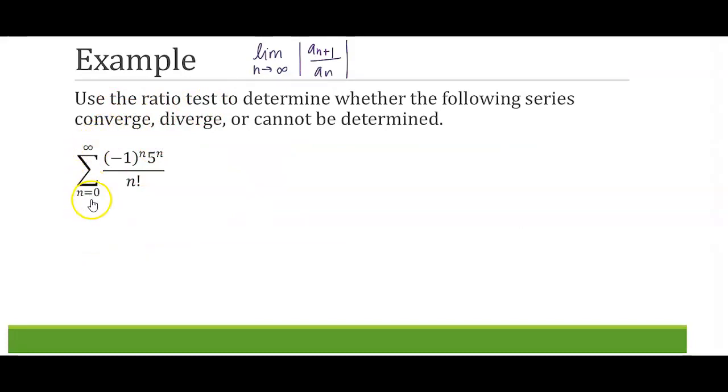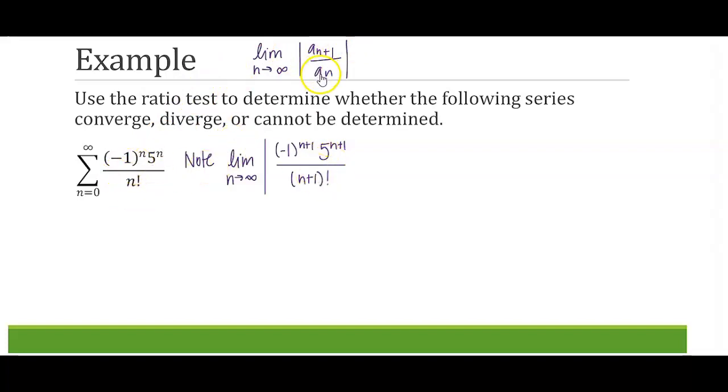We have the sum of n equals 0 to infinity of negative 1 to the n times 5 to the n over n factorial. Alright, so we want to go ahead and apply the ratio test. So we're going to start by saying something again like, note the limit as n approaches infinity of the absolute value of, so now we plug in n plus 1 into each n, so we're going to have negative 1 to the n plus 1, 5 to the n plus 1, over n plus 1 factorial. So that's a sub n plus 1.